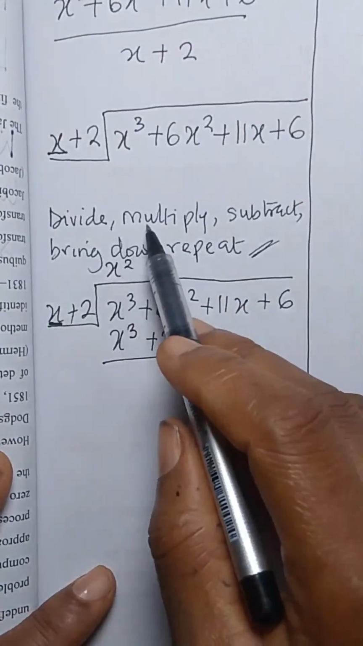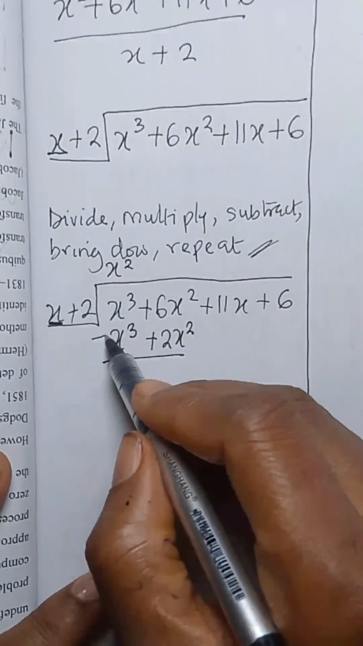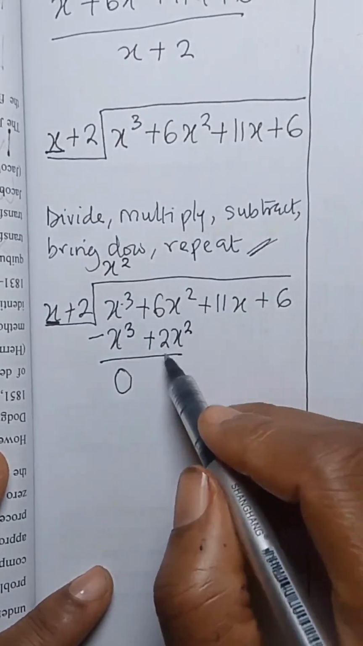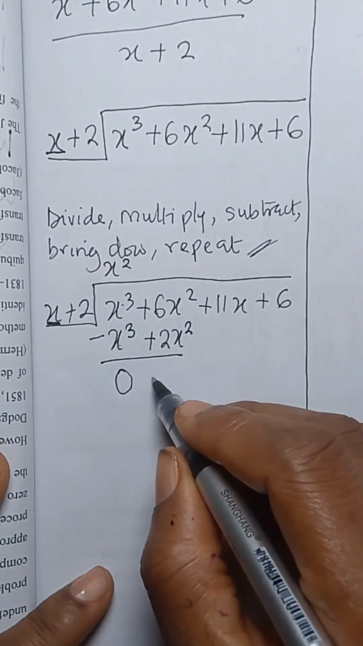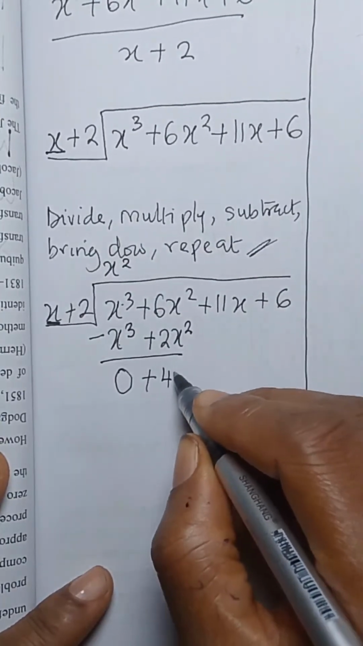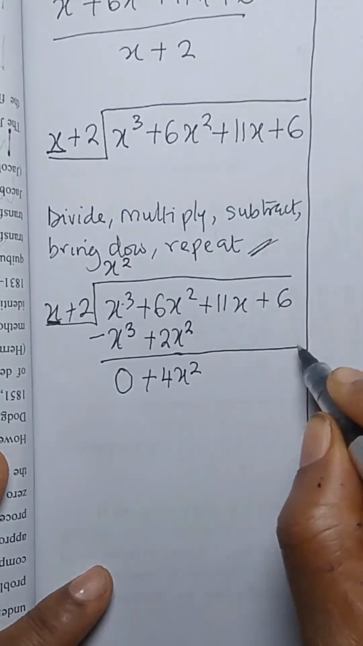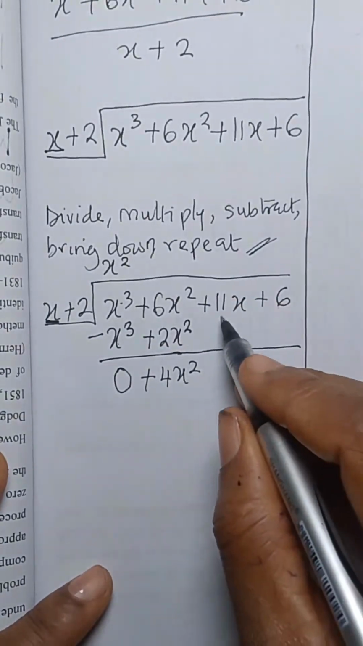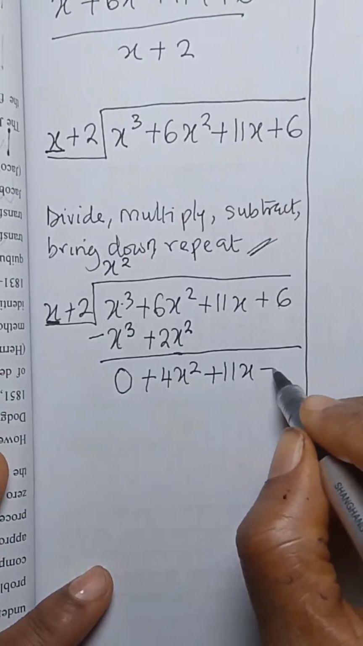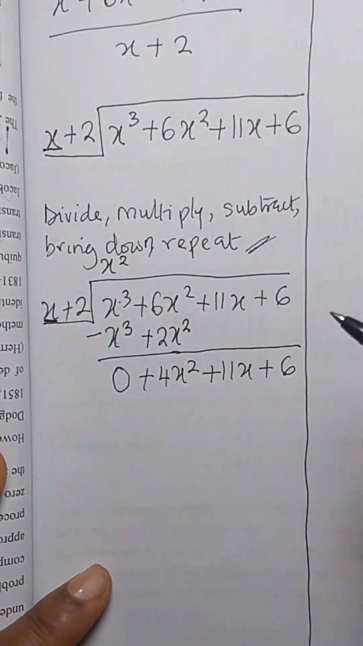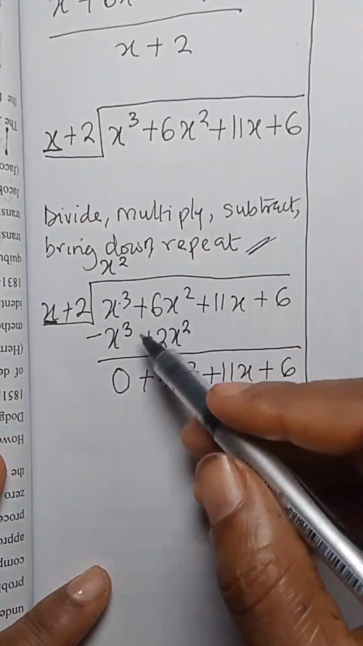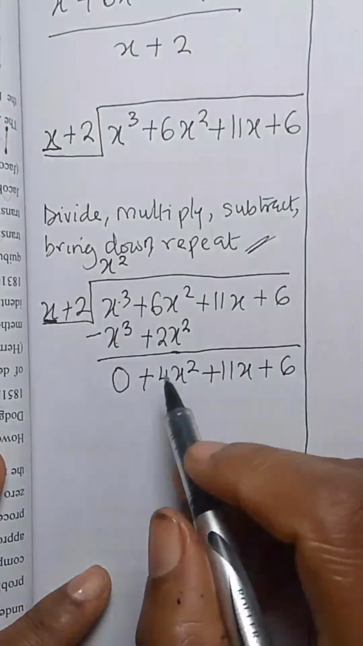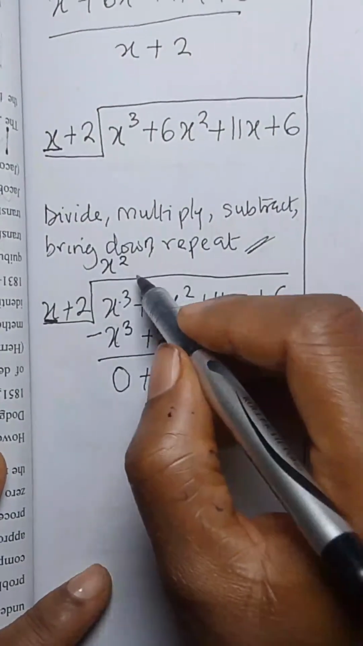Okay. Then the next thing, we have multiplied, the next thing is to subtract. x cubed minus x cubed will give us 0. 6x squared minus 2x squared will give us plus 4x squared. Okay. After subtracting, the next thing is to bring down. So we bring down everything we have here. Here we have plus 11x plus 6. And we now say you repeat again. You keep repeating the process. We're going to start dividing again from this x. So you have 4x squared divided by x will give us plus 4x.